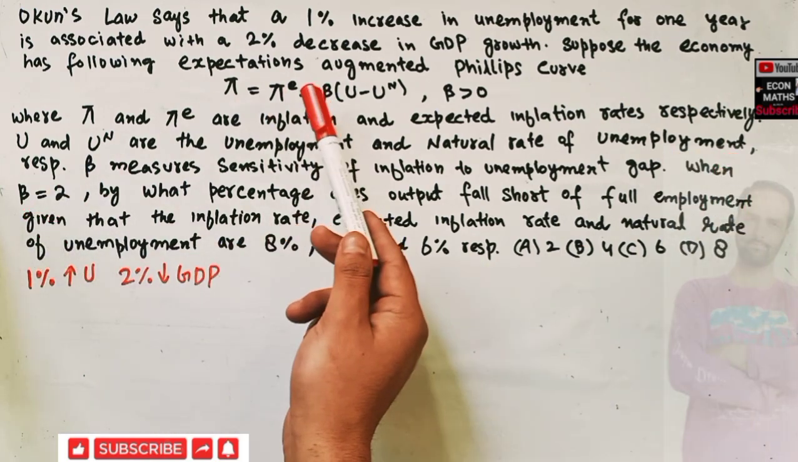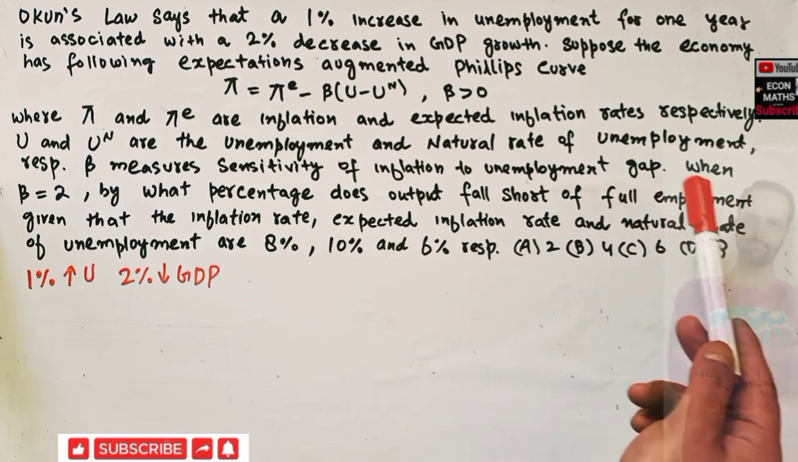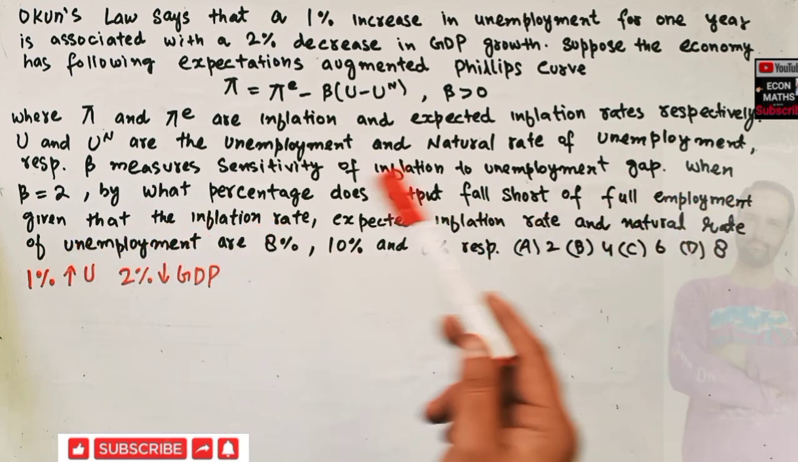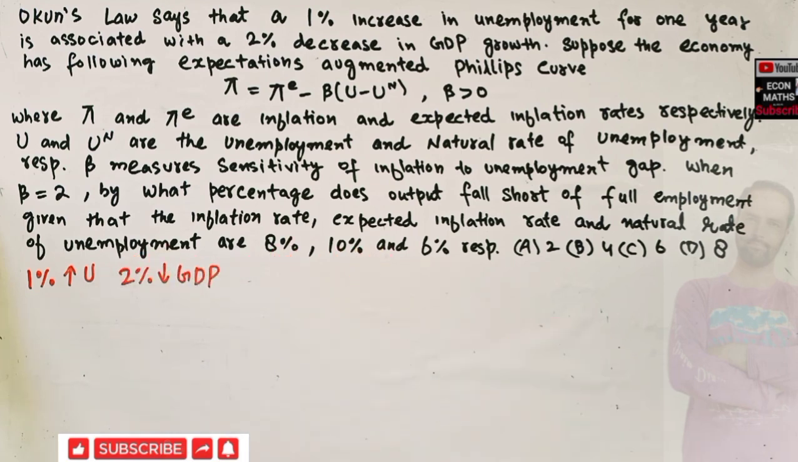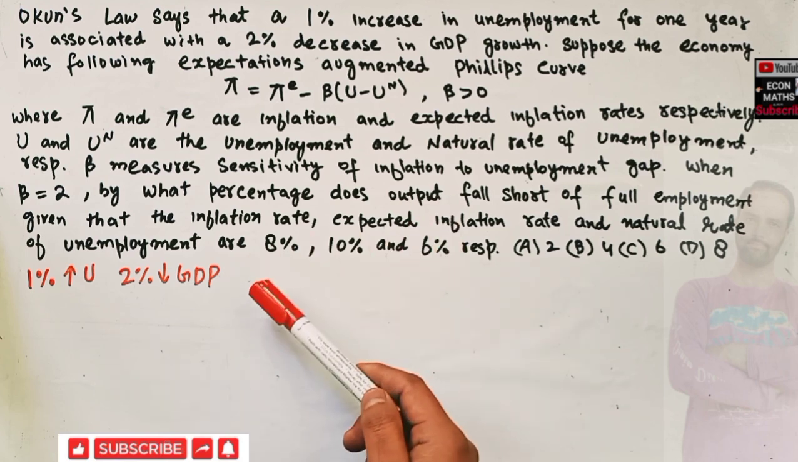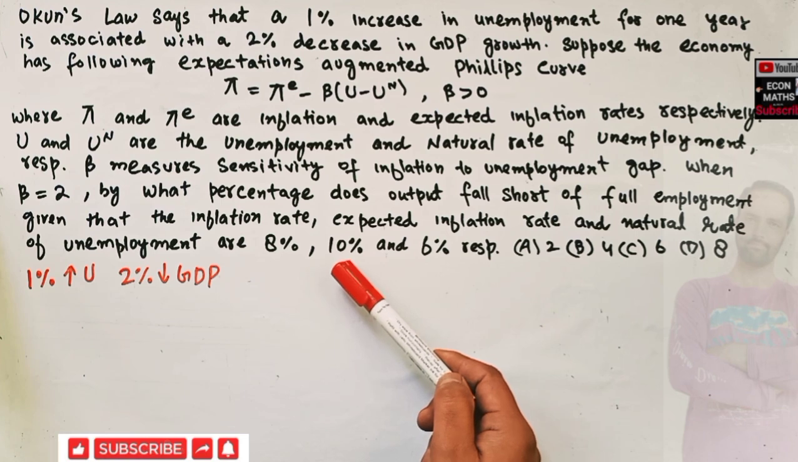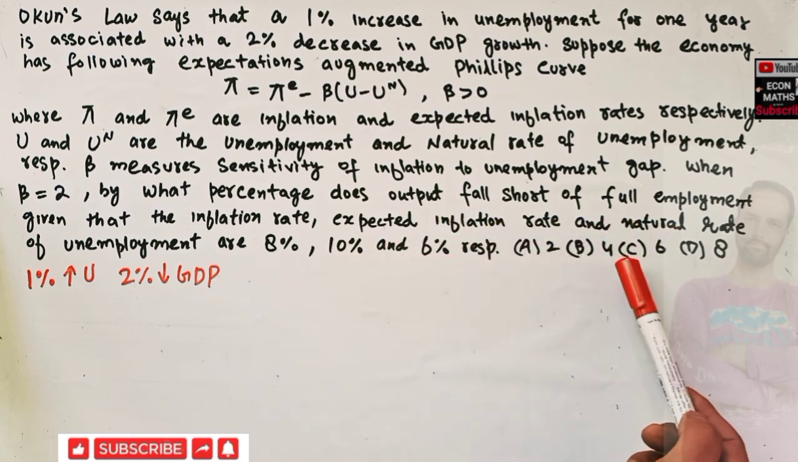When the value of beta is being given as 2, by what percent does output fall short of full employment, given that the inflation rate, expected inflation rate and natural rate of unemployment are 8%, 10% and 6% respectively. We have to find out the fall in the GDP if we are being given the values of the inflation rate is 8%, expected inflation rate is 10%, and the natural rate of unemployment is 6%. Options are 2, 4, 6, 8.